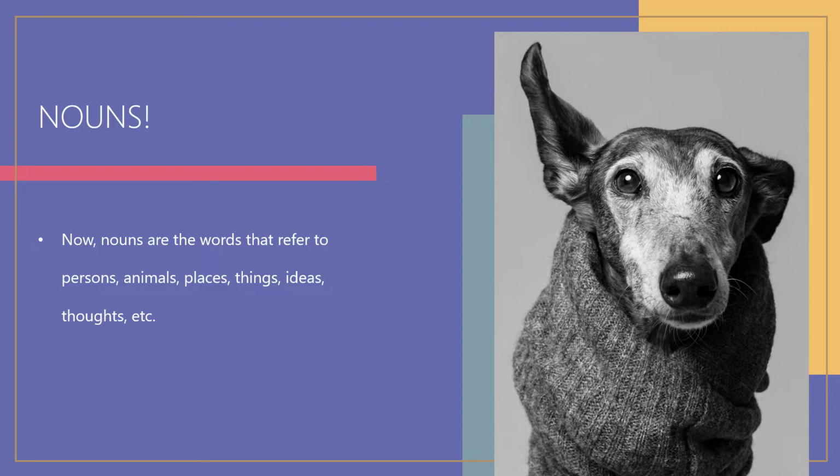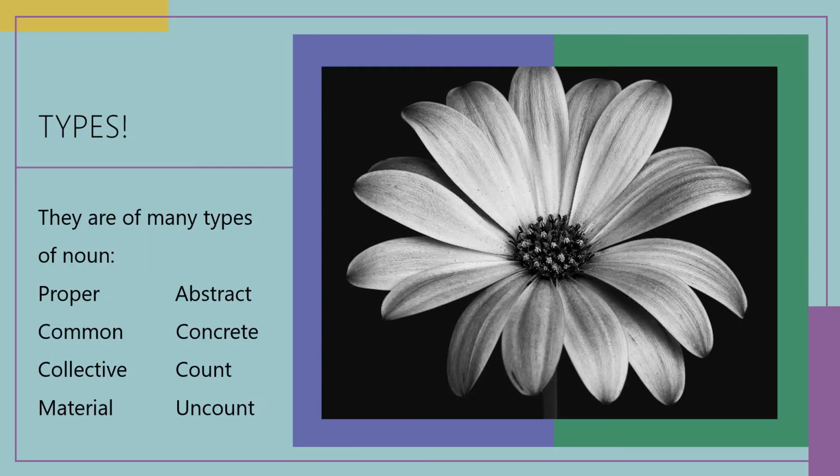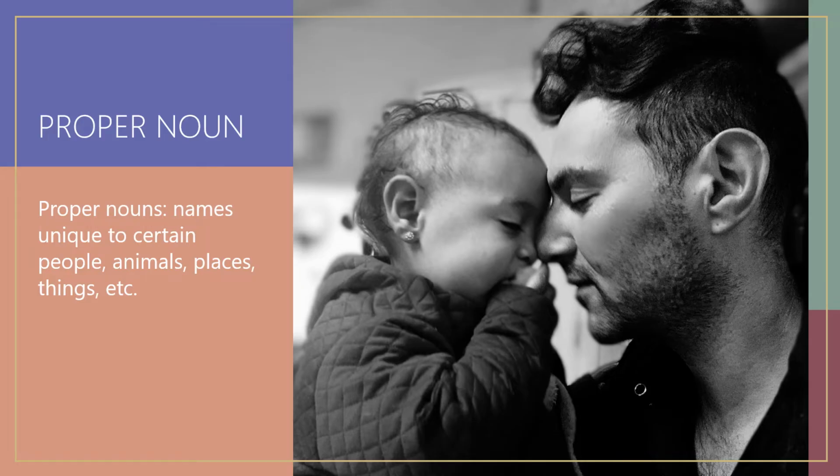So a noun is a word that stands for a person, an animal, a place, a thing, an idea, or a thought. Further, nouns are of almost 8 types, namely proper noun, common noun, collective noun, material noun, abstract noun, concrete noun, count and uncount nouns. The first type of noun, that is proper noun, is a name or word that is unique or specific to a person, an animal, a place, a thing, or an idea.